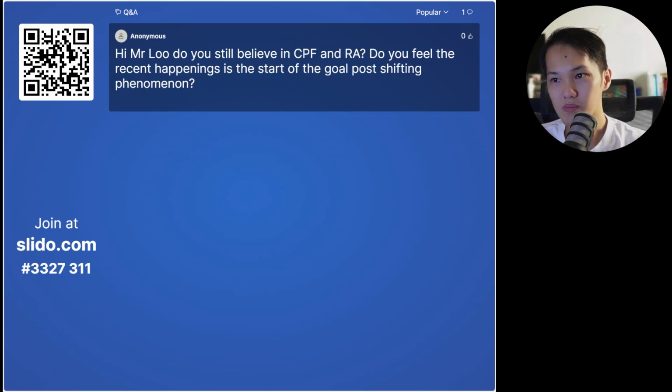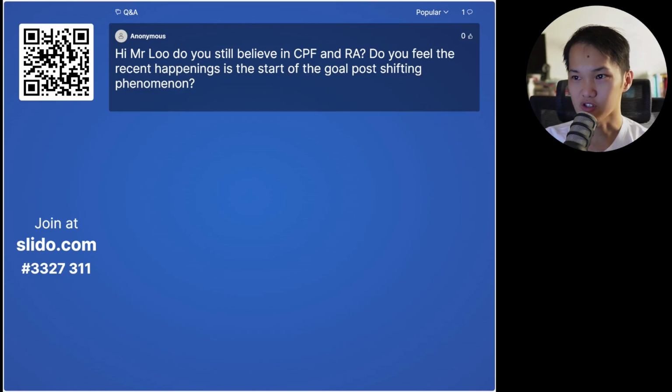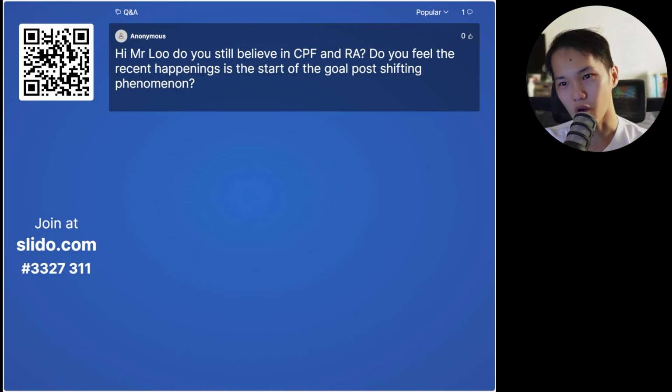Hi, Mr. Loo, do you still believe in CPF and RA? Do you feel the recent happenings are the start of a goalpost shifting phenomenon? Interesting. I think he answered the first part, right? The CPF and RA, I think he's still a believer. He said he's going to live until 120 years old, just to make sure that he gets a super good ROI from his CPF. So that one he has commented on. The part about goalpost shifting, I think he also commented on this.